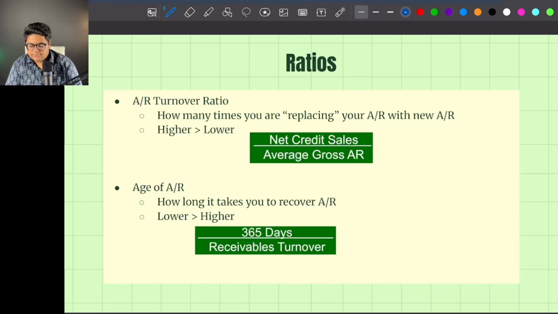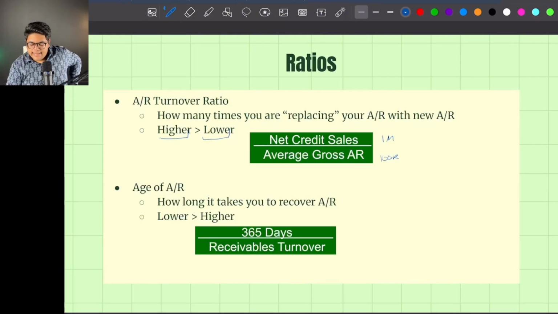So your accounts receivable turnover ratio is basically how many times are you replacing your accounts receivable with new accounts receivable. So let's say in a given year you have like $1 million worth of credit sales, and on average, let's say you have $100,000 worth of gross accounts receivable, right? Let's say this is 1 million, this is, let's say, 100K, right? That means you're on average replacing your accounts receivable 10 times. In this case, you want something that is higher as opposed to something that is lower. This means that you're just getting more people, you're collecting more essentially.